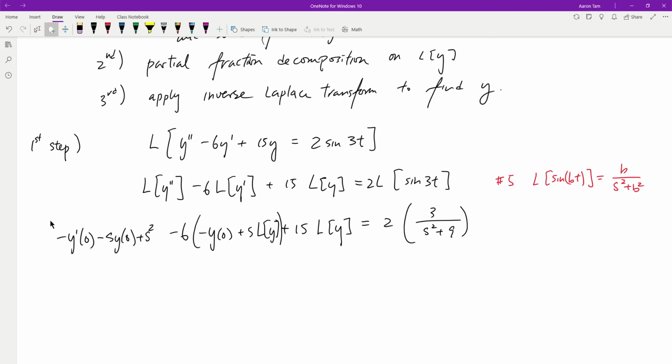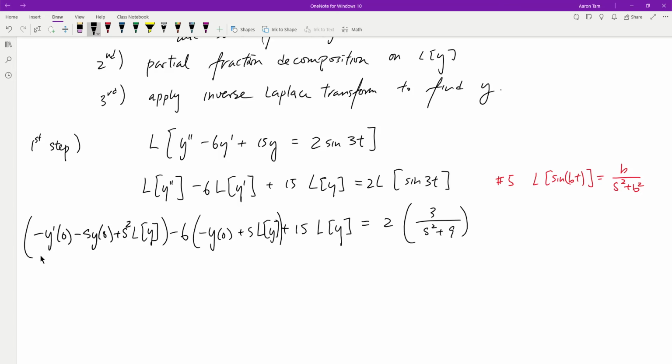Oh, what happened? Maybe I do this. There you go. Now I have room. All right. So, and put s squared Laplace transform. Oops. Laplace transform of y.